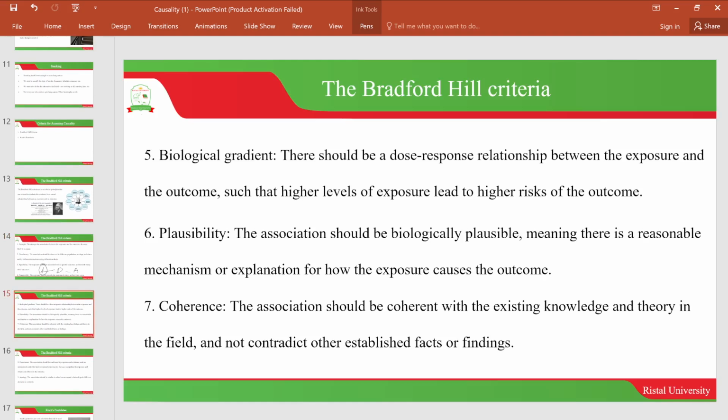And then biological gradient. Biological gradient is: the more you are exposed to something, the more likely you get it. If you have that situation, then that basically means the relationship is more likely to be causal in nature.